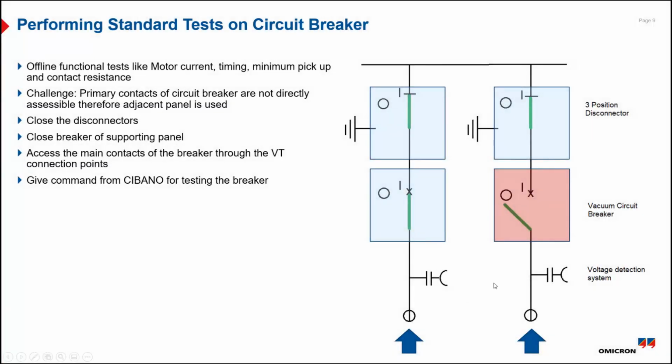So when we want to perform an offline test of a MVGIS, let's say this is the breaker under test, or this is the breaker for which we want to know the functional parameters. Then we can access one side of the breaker through the VT connection here, and this will allow us to send the signals. And in order to receive it from the other end, we keep the disconnectors closed throughout the test, and we also keep the other breaker closed so that we can access this particular part of the breaker.